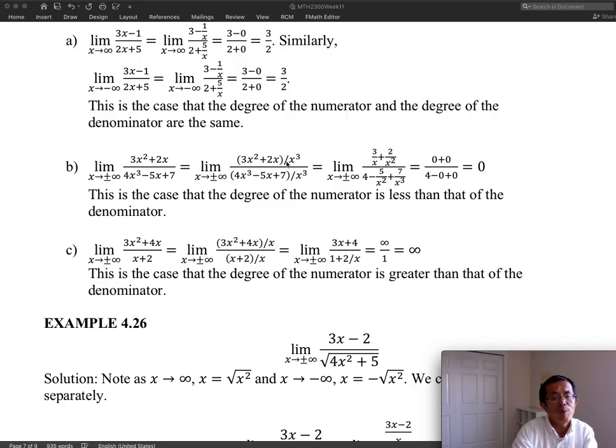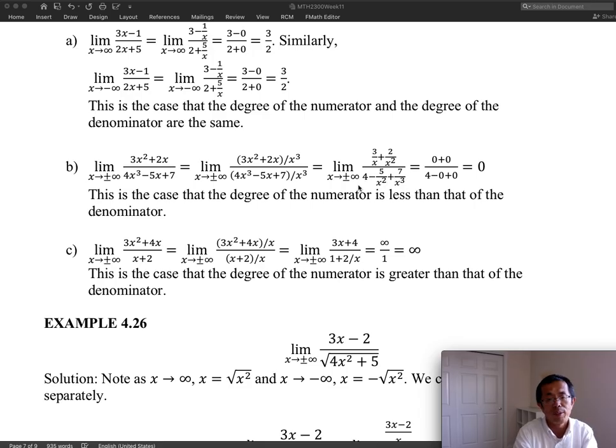I divide the numerator by x cubed. This x cubed is from the term with the highest power in the denominator. Each term of the numerator divided by x cubed turns out to be 3 over x plus 2 over x squared. Each term of the denominator divided by x cubed turns out to be 4 minus 5 over x squared plus 7x cubed.